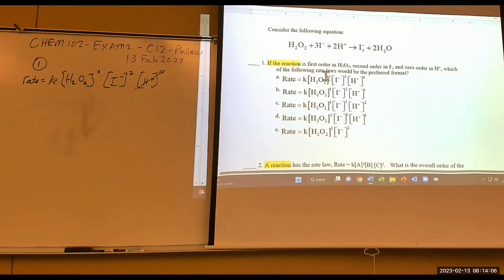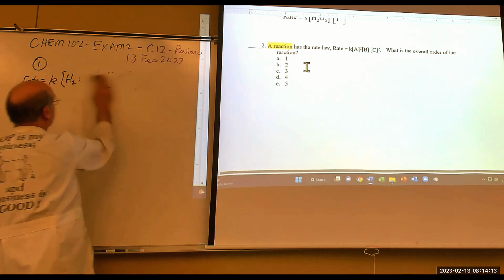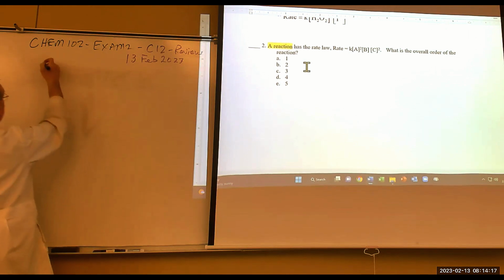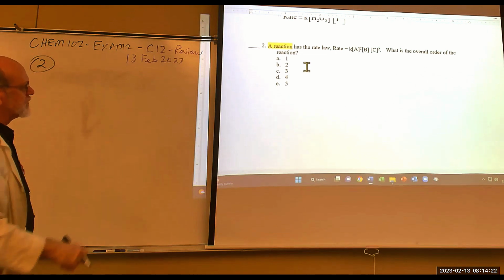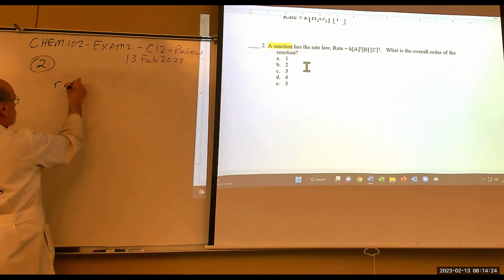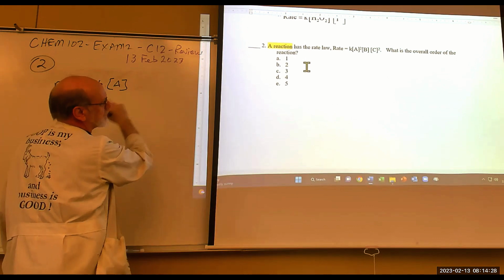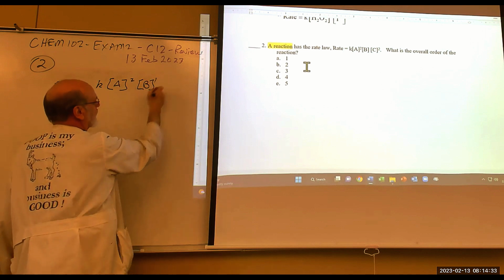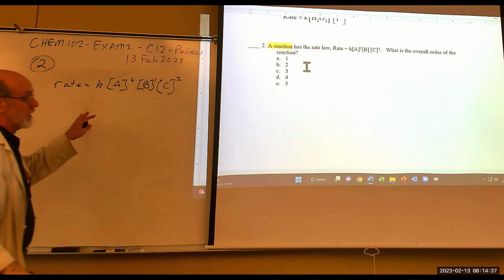Let's scroll up and get the next one. Number 2. A reaction has this rate law. So if the rate equals K, and then A to what power? 2. And B to what power? 1. And C to what power? It's also 2. There's your rate law.